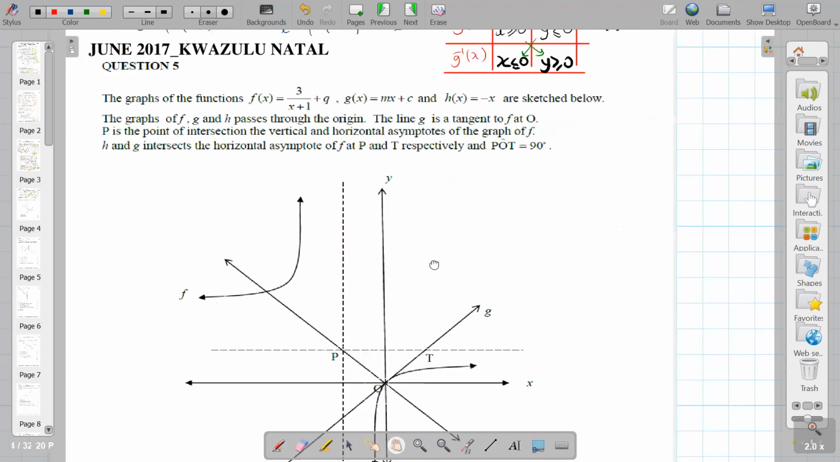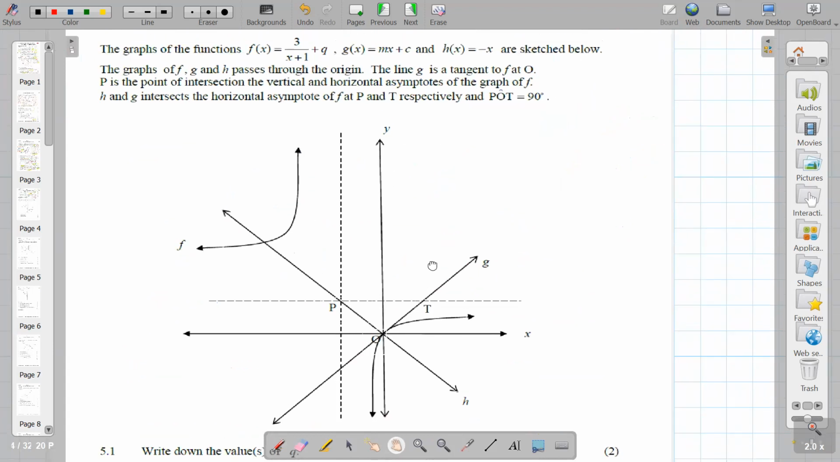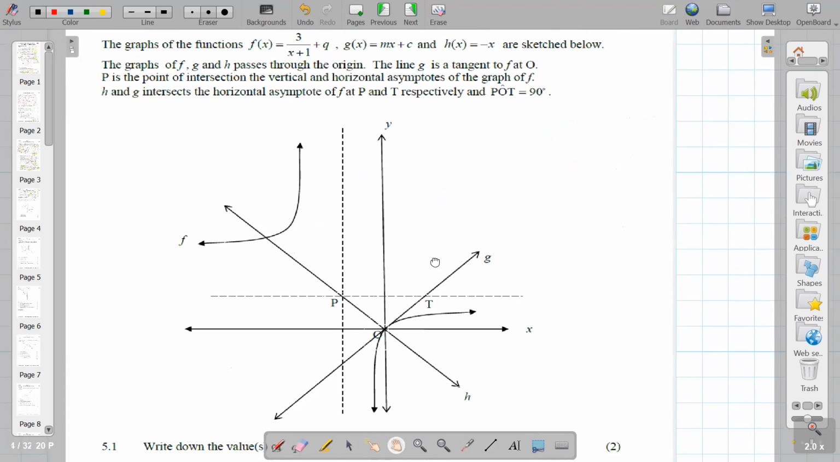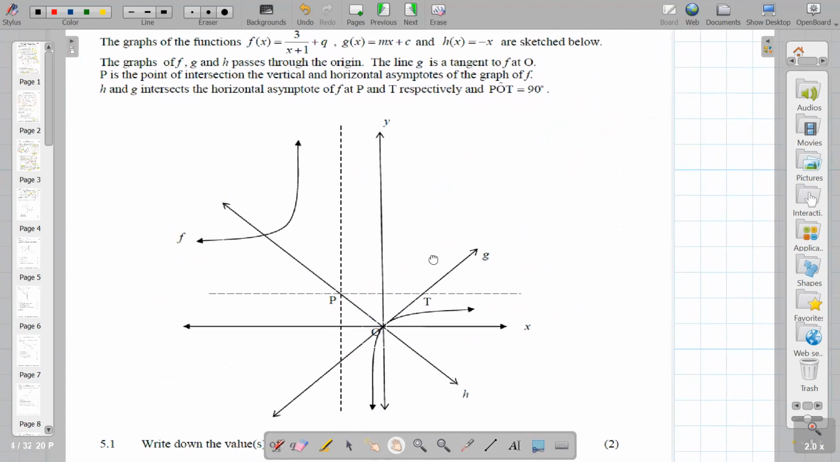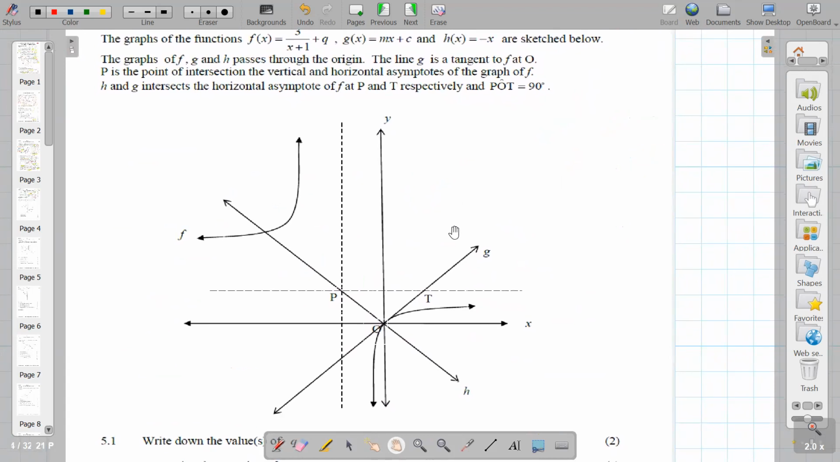Another question. We have a hyperbola and a straight line. Looks like we have two straight lines. There is f, there is g, there is h. Okay, two straight lines. Now, the vertical asymptote line g is tangent at the origin, and angle POT is 90 degrees. Let's put 90 degrees there, that is given. Anything else we know? This line is y equals minus x, and g of x is mx plus c. We don't know its equation. Actually, c is 0 because it passes through the origin.